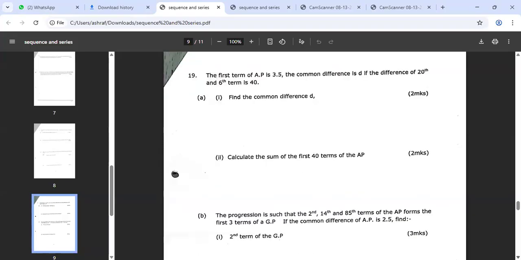The first term of an AP is 3.5. The common difference is D. If the difference of the 20th and the 6th term is 40, find the common difference. Try it out. A is 3.5 and the common difference is D. Then we're given the difference between the 20th and the 6th term as 40. Find D.